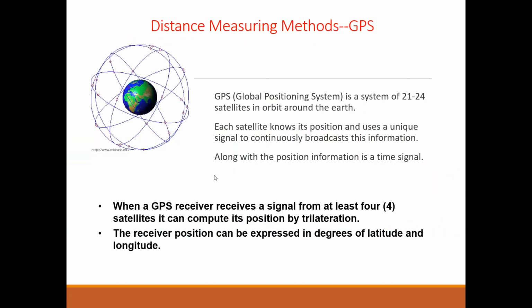Next is the GPS, Global Positioning System, a system of satellites in orbit around the Earth. Each satellite knows its position and uses a unique signal to continuously broadcast this information. When a GPS receiver receives a signal from at least 4 satellites, it can compute its position by trilateration. This is a process we shall study in detail in Survey 2. The receiver position can be expressed in degrees of the latitude and the longitude.